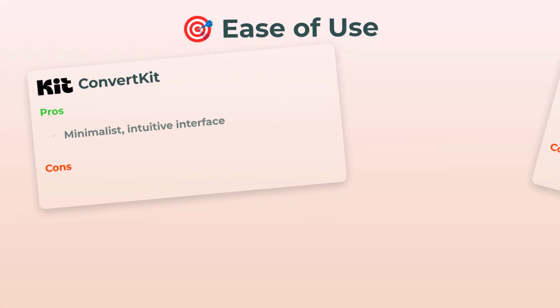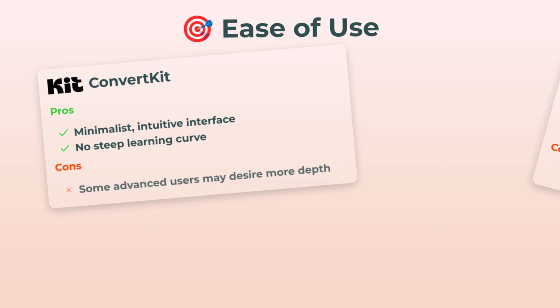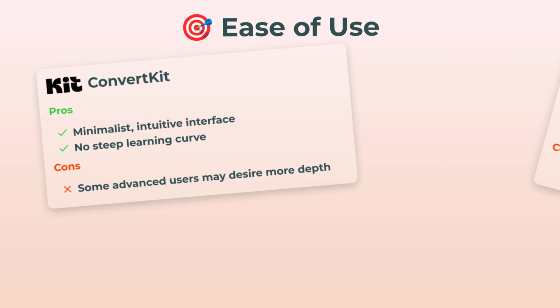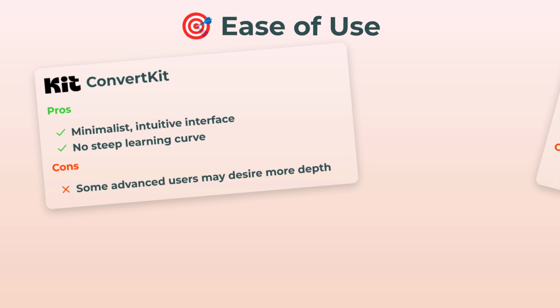Next, let's talk about ease of use. ConvertKit's got that minimalist vibe going. Super intuitive. You basically just jump in, get things done, and there's not really any confusing stuff. Some power users might wish it did a little more under the hood, but if you want something that's easy to pick up, it's awesome.